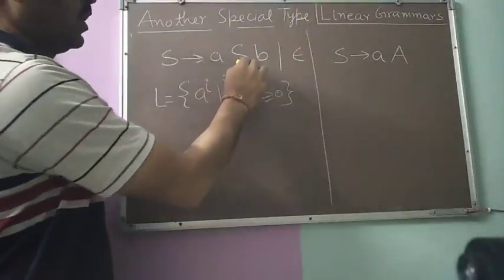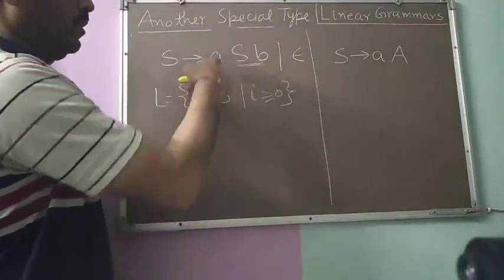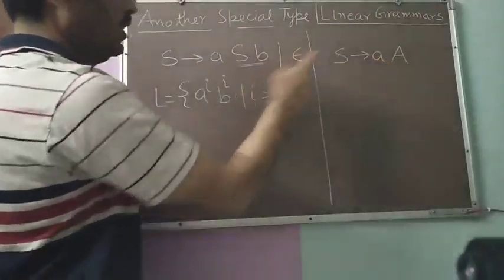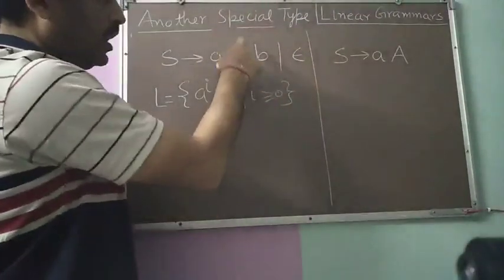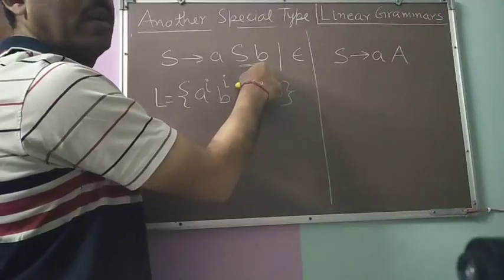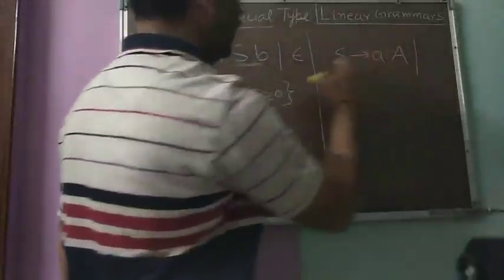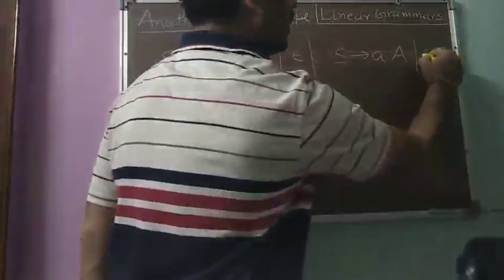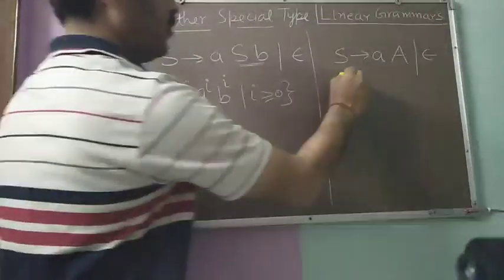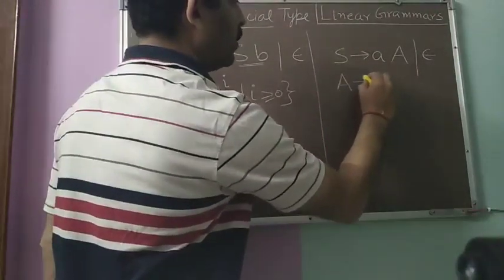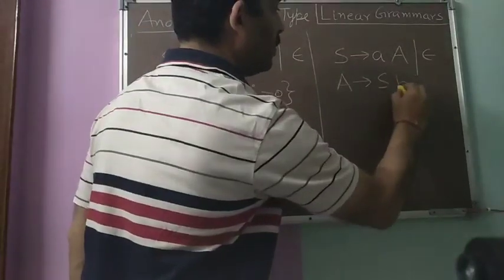Now A should replace what? A should replace this Sb, because first a we have taken here, then this variable A should generate capital S and small b. And here we do not have any variable, so this will come as it is. Now for A, what will we be writing? We will be writing Sb.